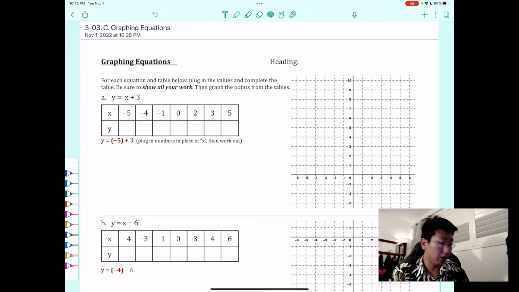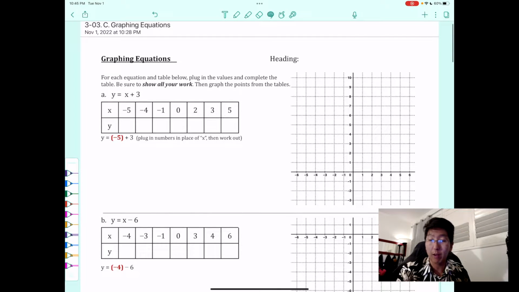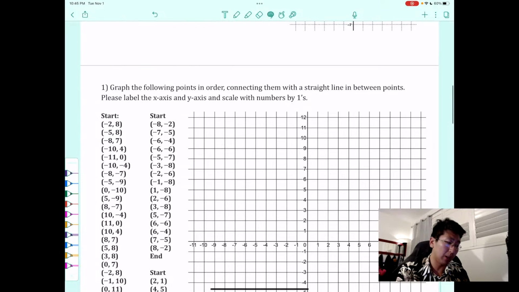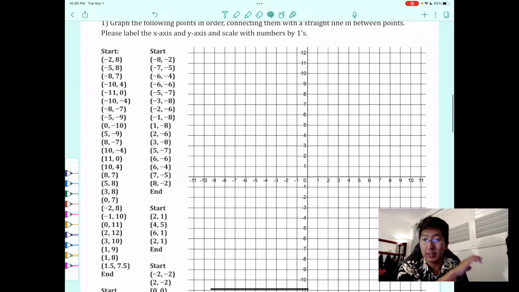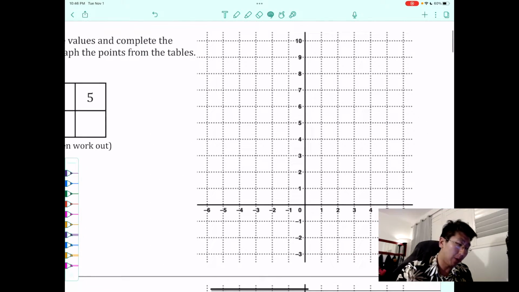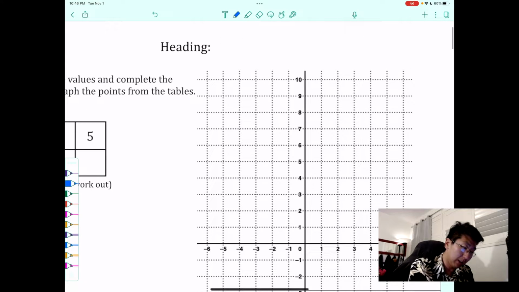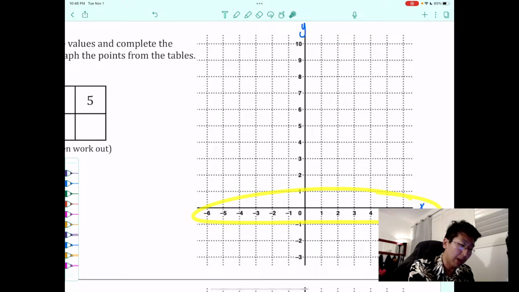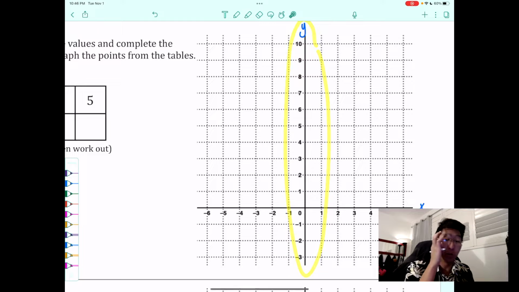Here are our notes on graphing equations. We've been going over what it means to graph coordinates, and even in this assignment, you will be practicing that. All we need to do here is, on this coordinate grid, label our x and y axis. So I'll go ahead and do that right now. X and y. It's very important that you know your x-axis and your y-axis. Do your best to learn that now.